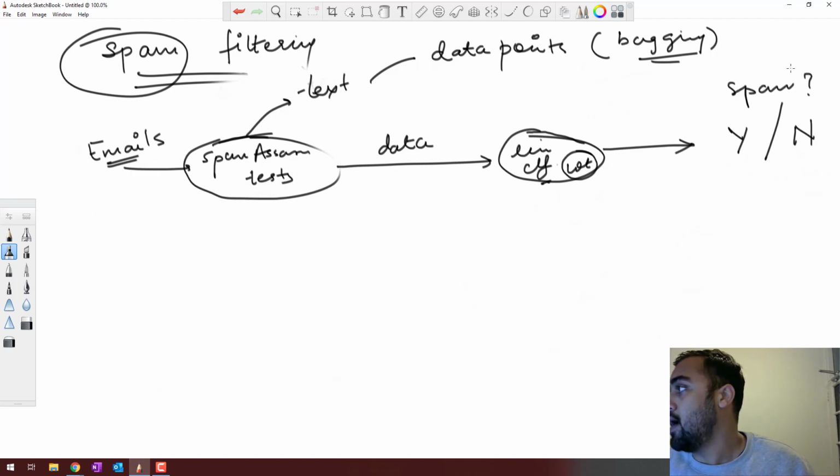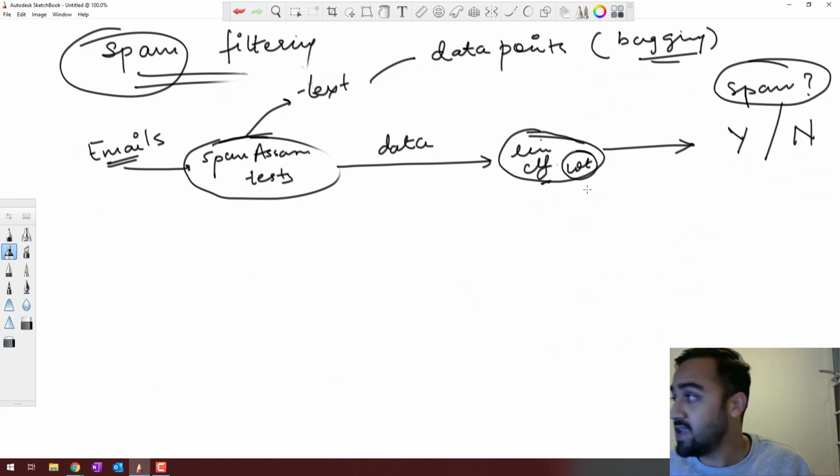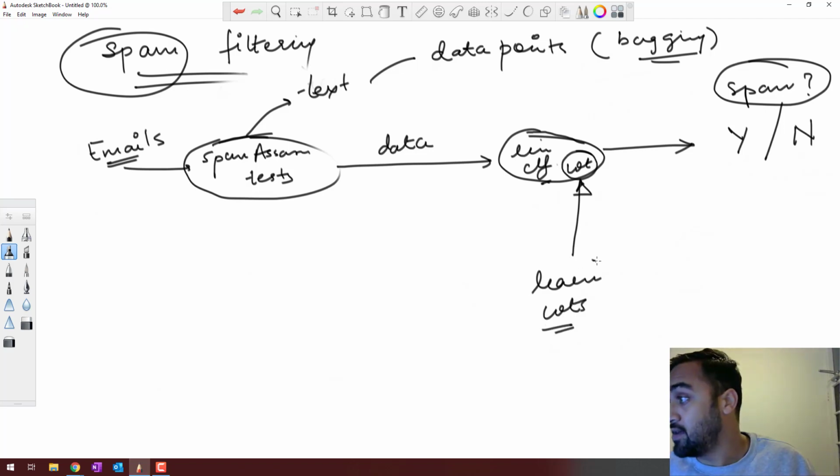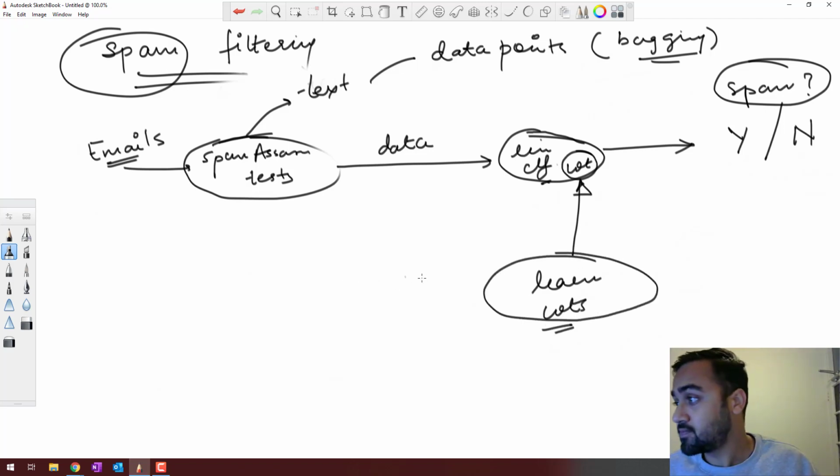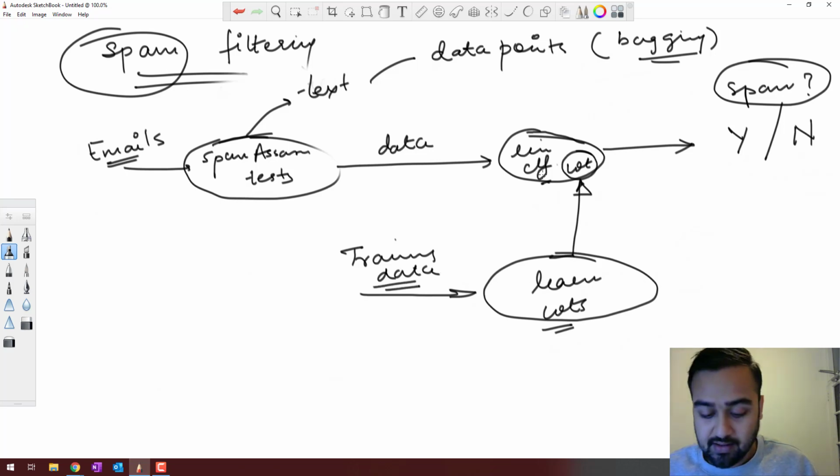right? Now, how do we determine these weights? These weights are learned along the way, right? When the data is provided to it. So you input a training data, right? You learn the weights, you provide these weights to your linear classifier, and you ask the classifier to classify it, right? Okay, so this is how your spam filtering works.